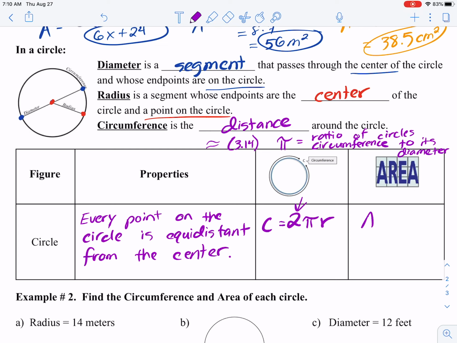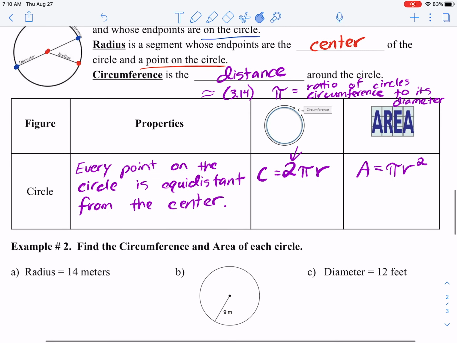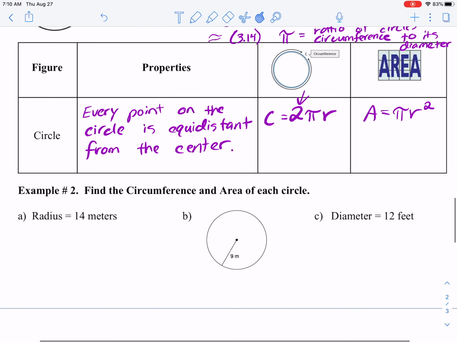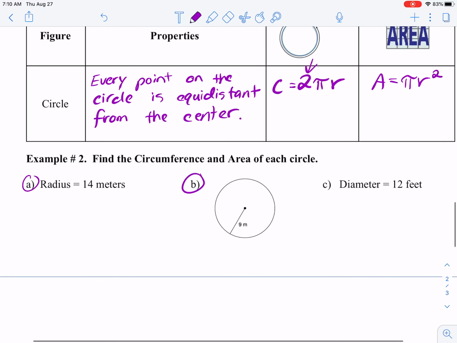For area, area equals pi r squared. Okay, so taking the radius and squaring, then multiplying by pi. Let's try a couple examples here. Let's try A and B together, and then you can finish with C on your own.